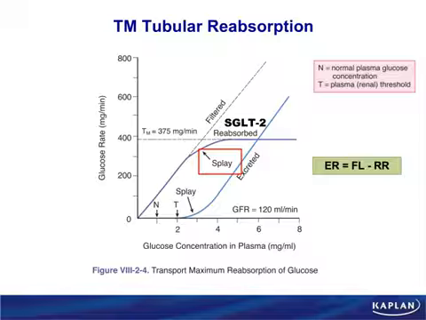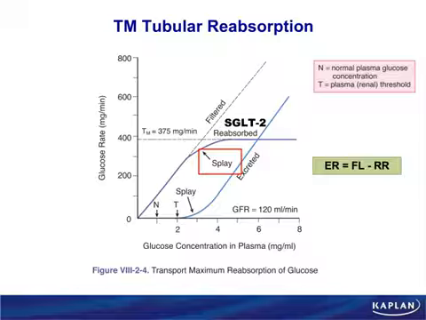That is transport maximum. Now let's go back to splay for a minute. The exam is big on you knowing the difference between splay and transport maximum. Splay is a region at which some of the carriers are saturated, so there will be an excretion rate of glucose, number one. Number two, you are not 100% saturated. You are not at transport maximum. So therefore, you can see in the graph, as you increase the plasma glucose concentration, you will see an increase in the rate of reabsorption.